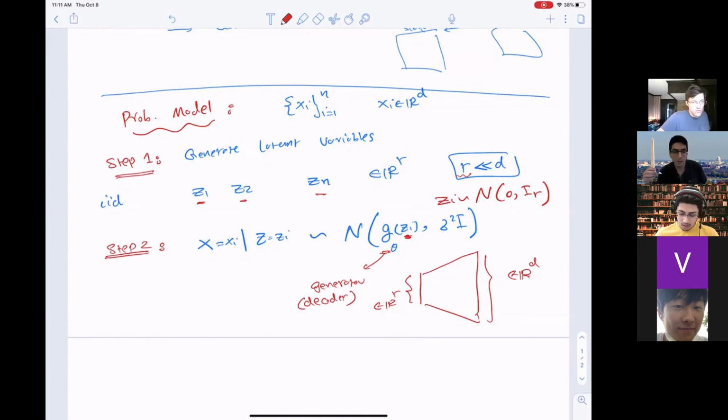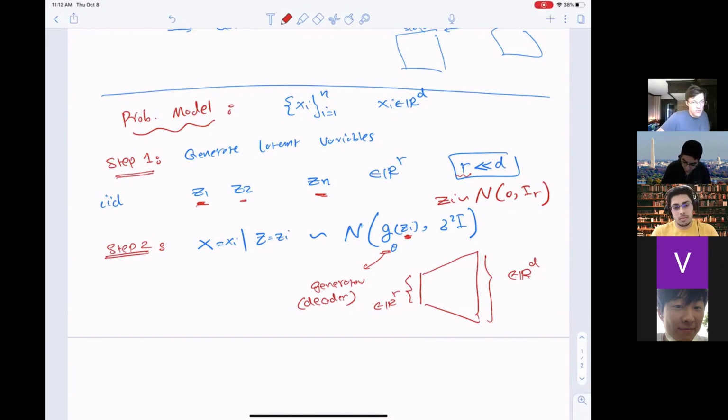That's my probabilistic model. So if you give me a data set, I'm going to generate N samples from a normal distribution, and then I'm going to push them through this function G, get the means and generate samples from a Gaussian distribution with a mean G theta of Z and covariance of sigma squared identity. All right, so therefore for a given model, I can generate samples.